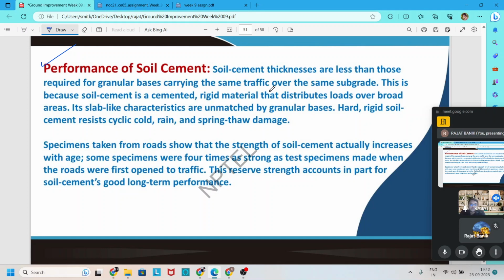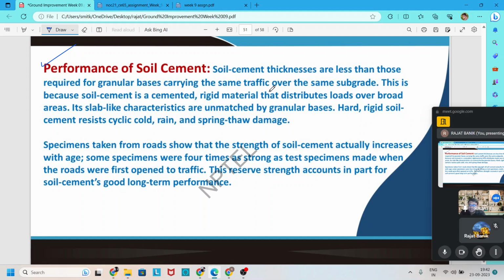So while we apply a point load or heavy load on the granular soil, point-to-point distribution of the load is happening, which is not good for load distribution. While if we apply soil cement, the soil becomes a rigid material, and a slab-like structure is created.